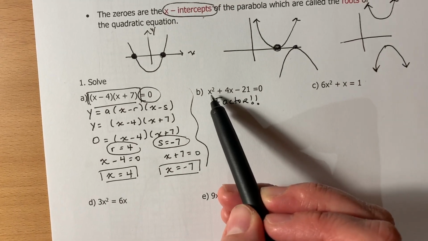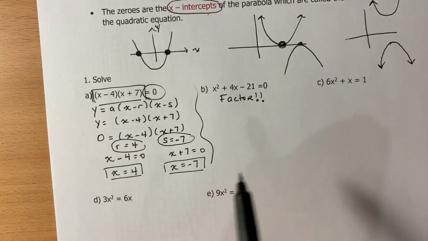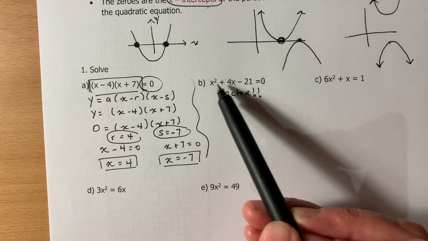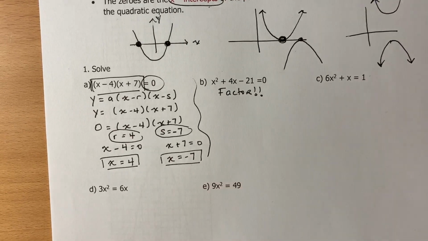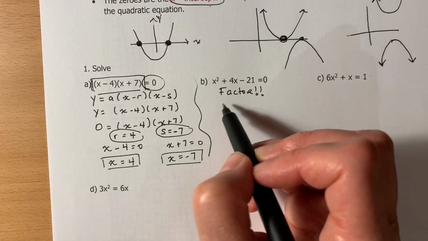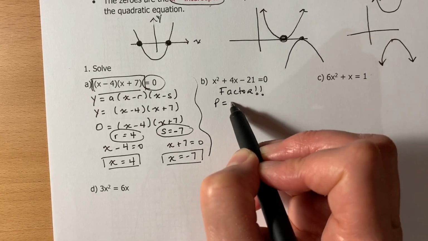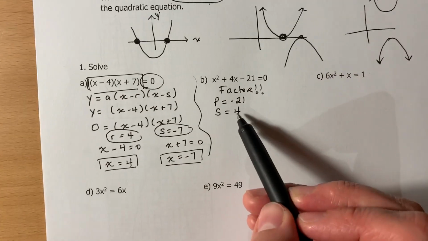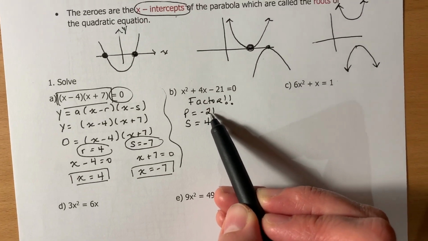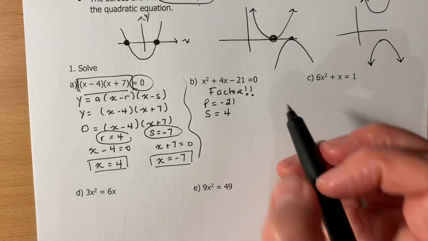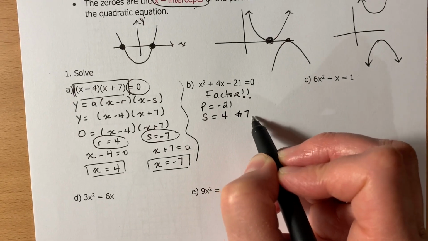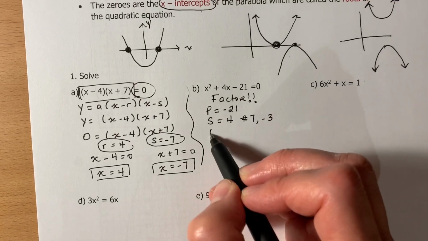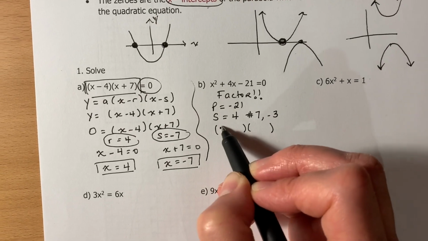So I always look for a common factor first, and there isn't one. I notice I have three terms. This is a trinomial. I know my a value equals 1. So this is where we have the product equals negative 21. The sum equals positive 4. Looking for two numbers that multiply to negative 21 and add to positive 4. And those numbers are 7 and negative 3. They add to 4, multiply to negative 21. We do our two brackets.